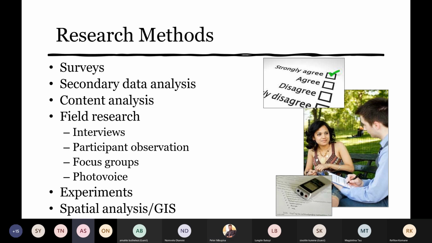Load shedding. Photo voice. Oh my God. Yes, what is photo voice? Maybe let's start there.